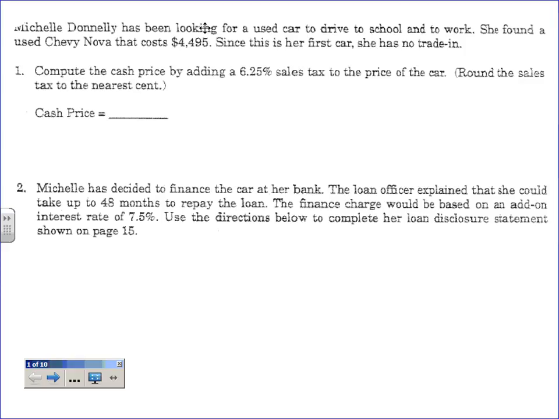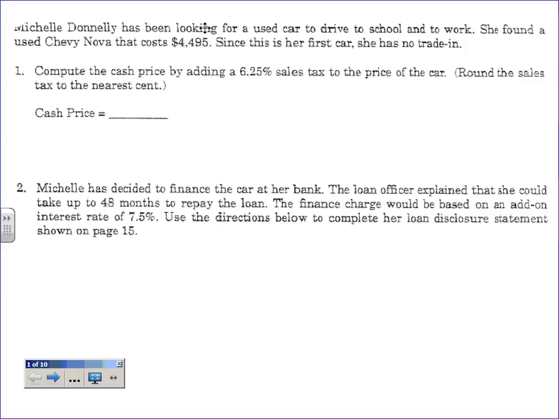She obviously has no trade-in. There's nothing she can take in there and say, hey, I'll give you this car. And so let's, again, figure out that cash price real quick by basically adding a 6.25 sales tax. You notice how I keep changing that sales tax a little bit because it's different everywhere you go. And it says round the tax to the nearest cent.